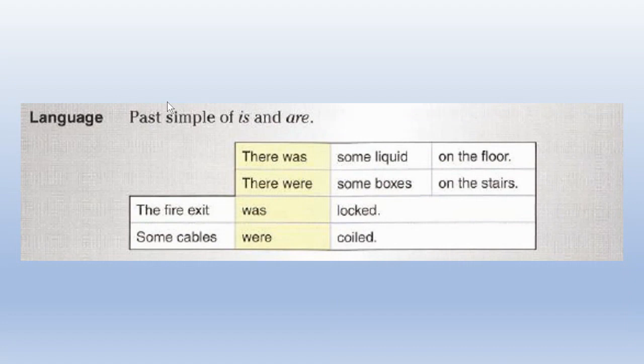With the plural, use were. They are students. How can I change are into the past? Use were. They were students. Was is used instead of is in the past, and were is used instead of are.